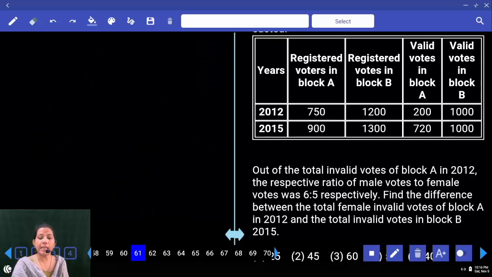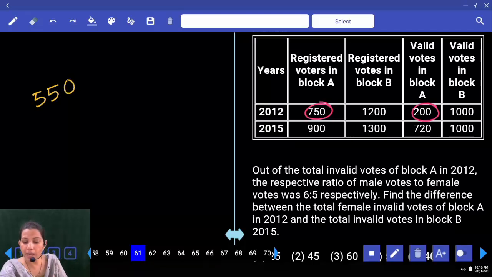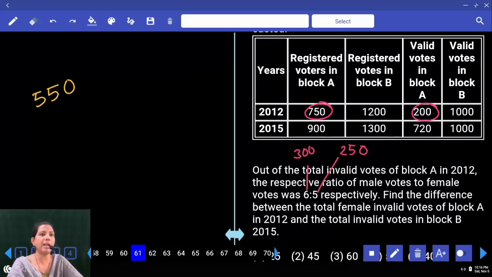అవుట్ ఆఫ్ ద టోటల్ ఇన్వాలిడ్ ఓట్స్ ఆఫ్ బ్లాక్ ఏ ఇన్ 2012. Block A total 750, 200 valid, then remaining 550 are invalid. Out of that invalid, the ratio of male votes and female votes is 6:5. 6:5 means how many parts? 11 parts, value 550, 1 part is equal to 50, then 6 parts is equal to 300 and 5 parts is equal to 250. ఇప్పుడు మాట్లాడుతున్న 300, 250 valid or invalid? Invalid information, not valid, invalid.